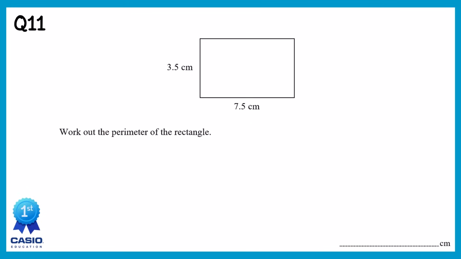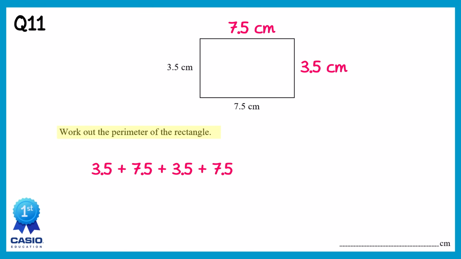In this question, we're asked to work out the perimeter of the rectangle. The perimeter of a shape is the sum of its side lengths. We can see 2 of the side lengths on this rectangle, we just need the other 2. The one on the top is going to be the same length as the one on the bottom, so also 7.5. And the one on the right will be the same as the one on the left, so 3.5. All we do now is just add up all of these numbers, so 3.5 plus 7.5 plus 3.5 plus 7.5. You can do this on your calculator and you'll get 22, which is the answer to the question.